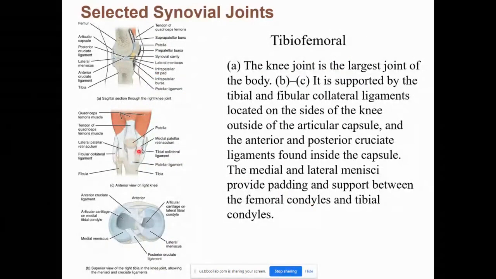Tibiofemoral, we went into more detail in lab. We named a lot of these ligaments. But the tibiofemoral joint is the knee joint. It's synovial, so it's a diarthrosis, freely movable. And it's a synovial hinge. Doesn't really say it there, but it's a synovial hinge. Therefore, it is uniaxial.